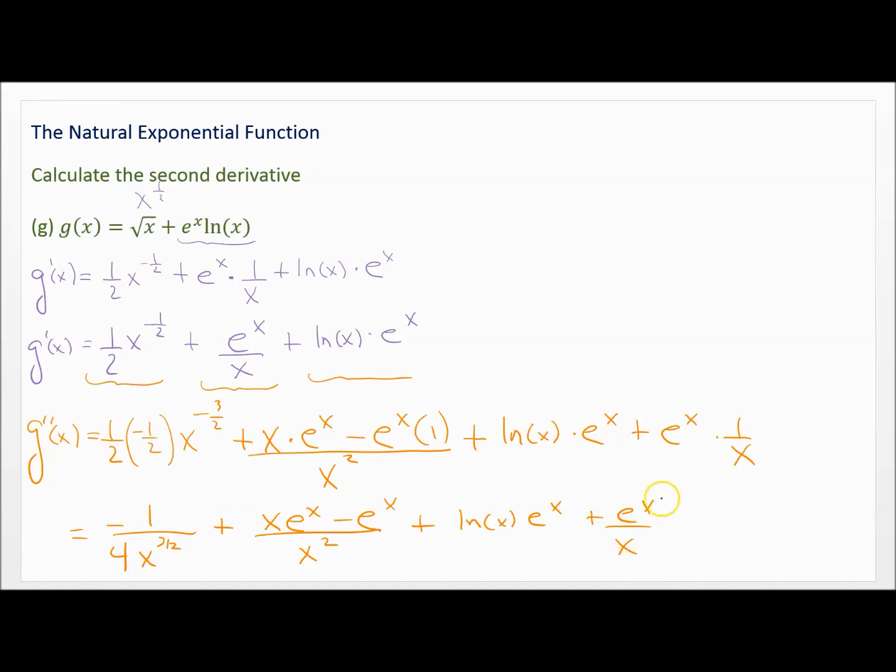Now I do see that we might could simplify this just a little bit. Notice at the end I have this e to the x over x term, and I would also have an e to the x over x right here if I would split this up into 2 separate fractions. So I'm going to split that up. Okay, so it does clean up a little bit.